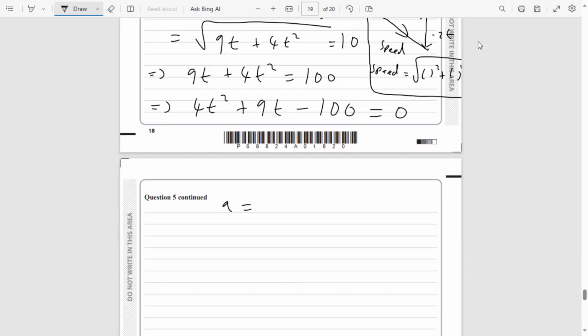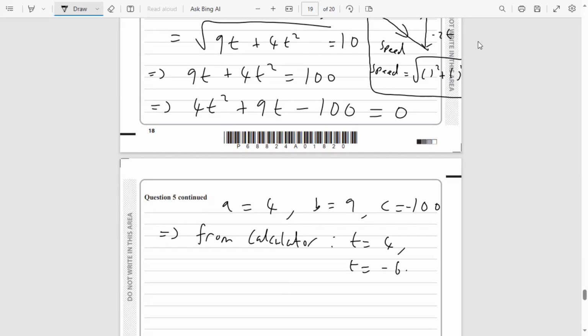We want a quadratic polynomial. Our A is 4, our B is 9, and our C is negative 100. Sorry, I forgot the minus sign. Plug that all in, and I get two solutions. From the calculator, I get that t is 4, or t is negative 6.25.